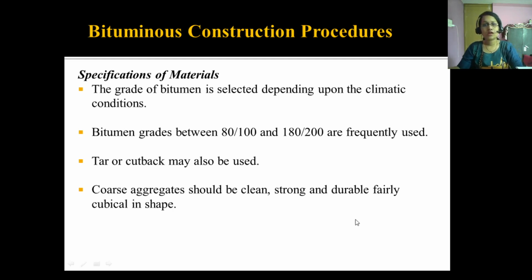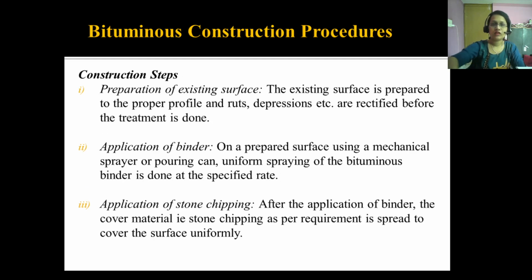What is the specification of materials used? Tar or cutback is used, and the coarse aggregates should be clean, strong and durable, fairly cubical in shape. Coming to the construction steps, first is the preparation of the existing surface. The existing surface is prepared to proper profile, and ruts and depressions are rectified before the treatment is done. That is the first step.